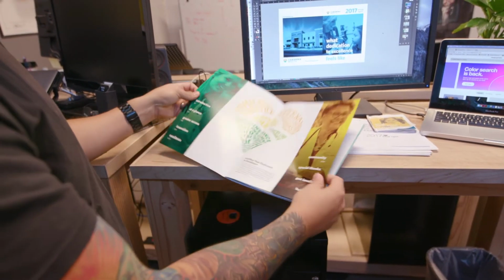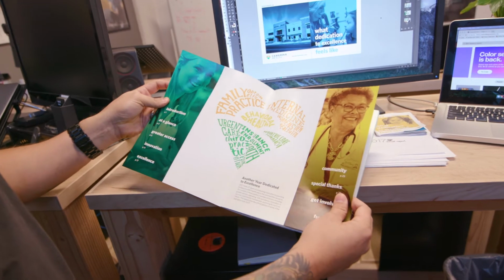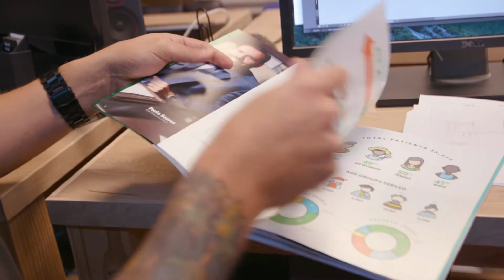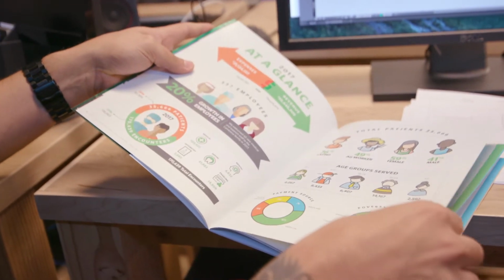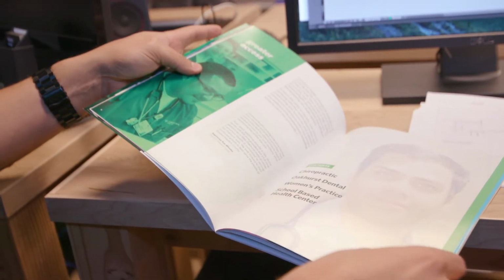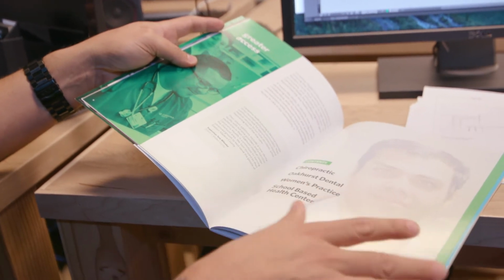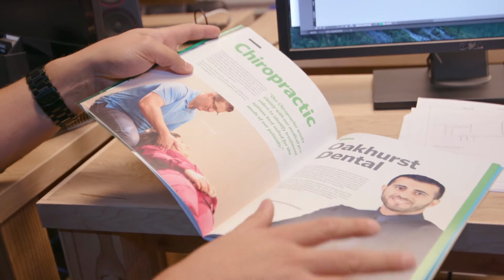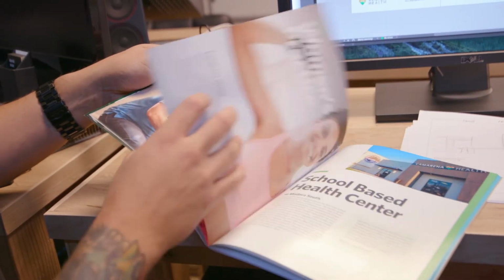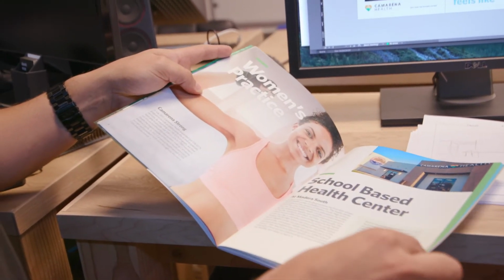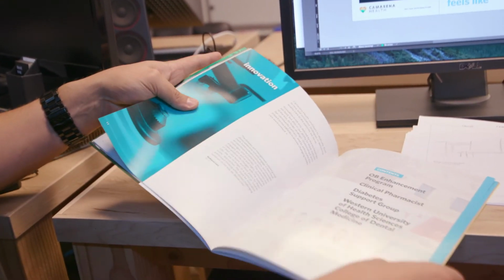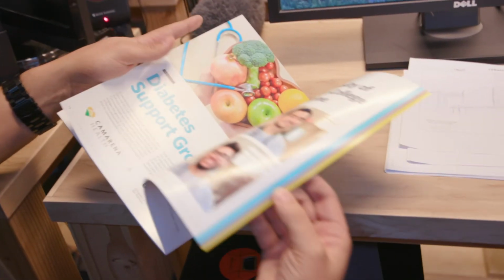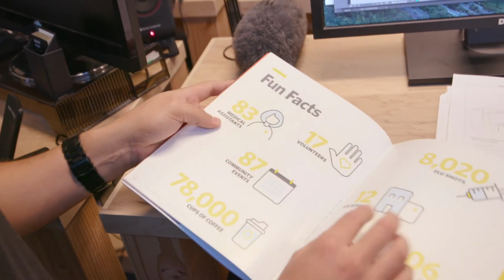And so you open it up, and boom, we have our intro table of contents. We have a cool letter from the CEO, infographics, and our first section with the contents in that section, chiropractic with the content there. They have a new dental facility, their women's practice, and then boom, we go to the next section. Very cool.